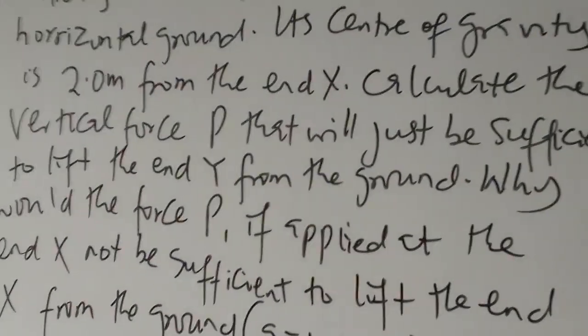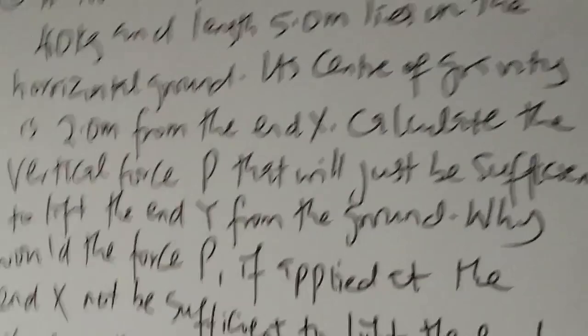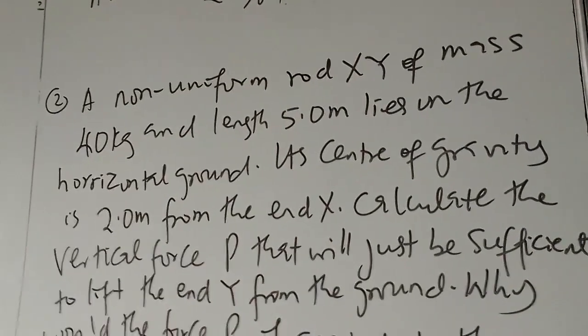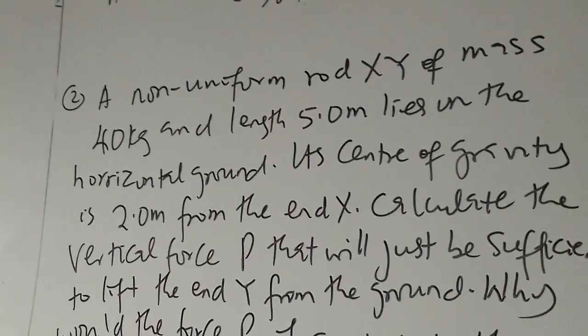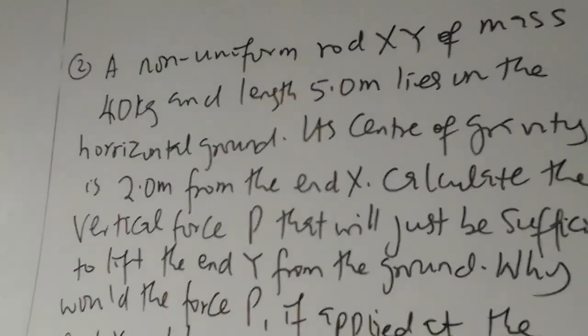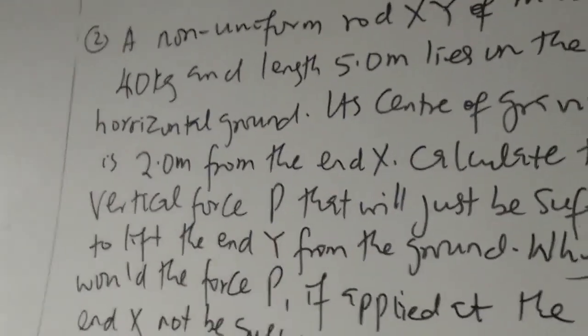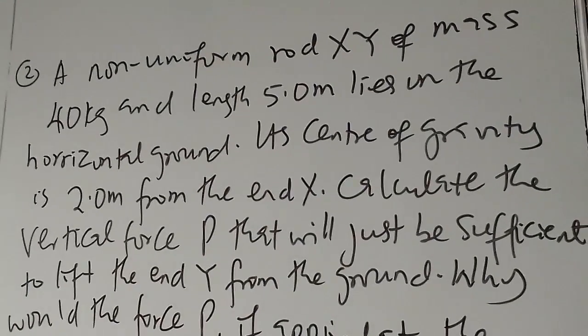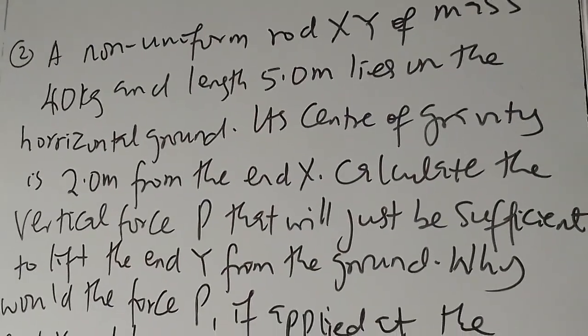Okay, let's look at the first question. Let's go through it again. A non-uniform rod SY of mass 40 kg and length 5.0 meters lies on the horizontal ground. Its center of gravity is 2.0 meters from the end S. Calculate the vertical force P that will just be sufficient to lift the end Y from the ground.